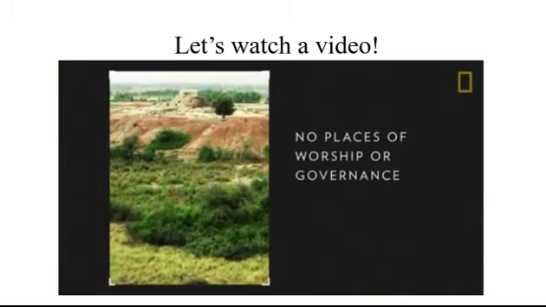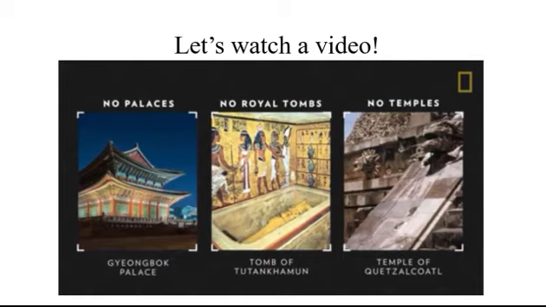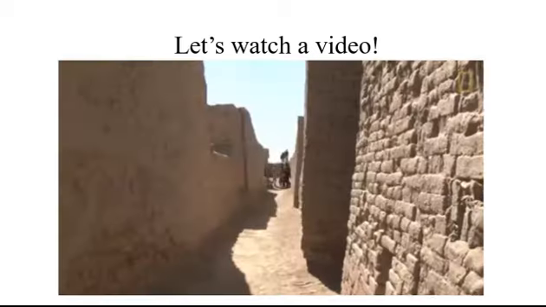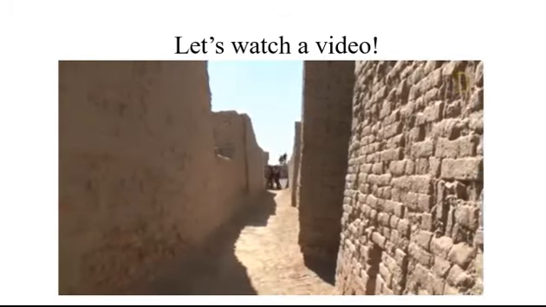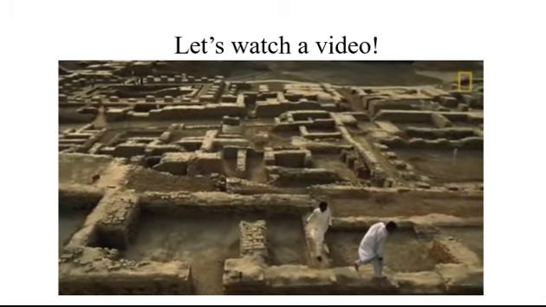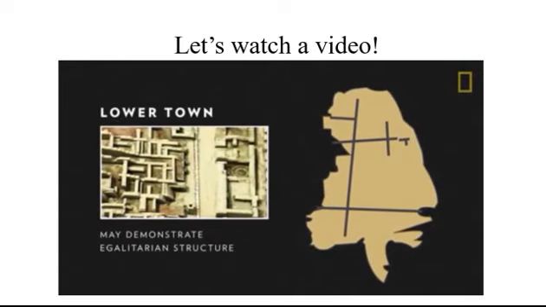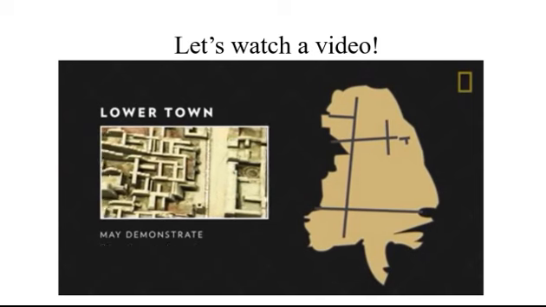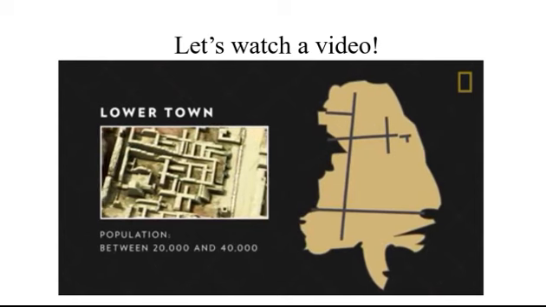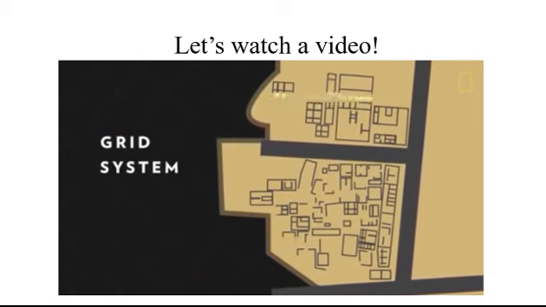Mohenjo-daro has no places of worship or governance, such as palaces, royal tombs, or temples. This may indicate that the society was not built around state interests like the Egyptian and Mesopotamian societies at the time. Rather, the class structure of Mohenjo-daro may have been relatively equal. The city's second district, the Lower Town, may demonstrate the society's egalitarian structure. The Lower Town, with its intricate water system, was home to between 20,000 to 40,000 people. Unlike many urban areas of its time, it was laid out in a grid system similar to modern-day city blocks.